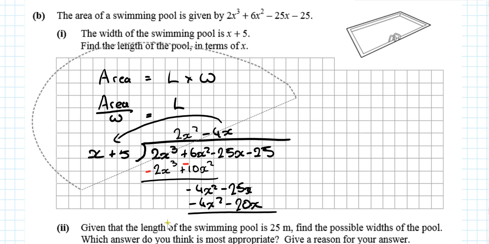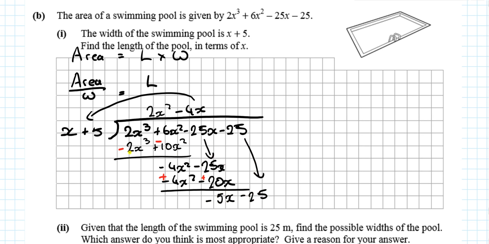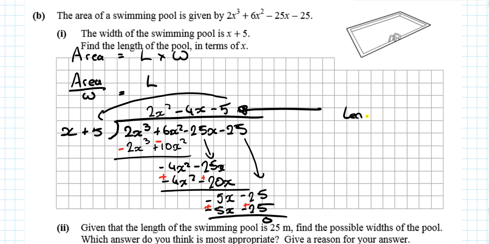Change the signs. I'm going to move everything up just because I'm going to run out of space a little bit. Change the signs. This becomes a plus, this becomes a plus. Minus 25x plus 5x is minus 5x minus 25, bringing that down to there. x divided into minus 5x is minus 5, so minus 5 now times all of this is minus 5x minus 25. 0 when we change the signs, so that means as it divides in evenly, this fella here, the length is 2x squared minus 4x minus 5.